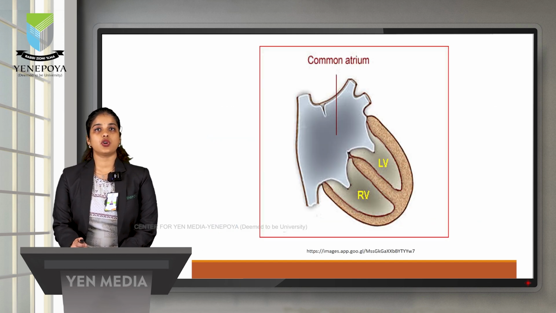This is a picture showing common atrium. If you see here, there is almost complete absence of the interatrial septum, and you can see some strand, some small tissue in the upper roof of the common atrium, which is the most important criterion to be present in the common atrium.